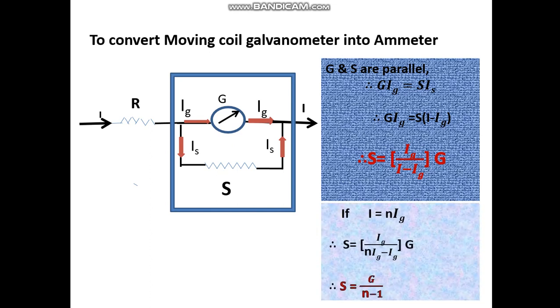If I is equal to N into Ig, we can substitute this equation and get S is equal to G/(N - 1), where N is equal to I/Ig.